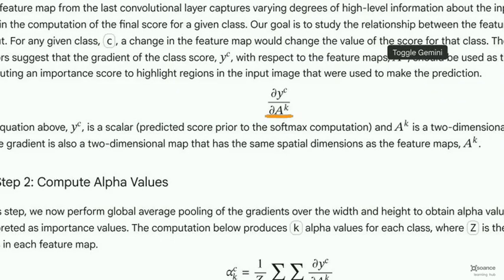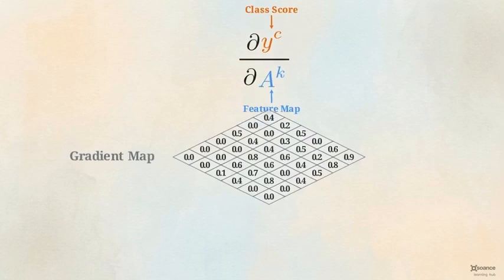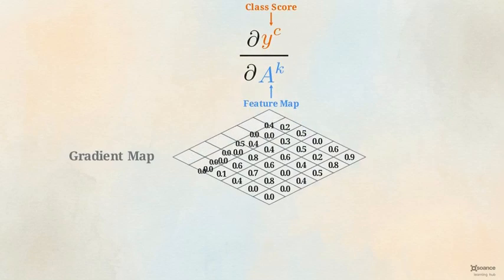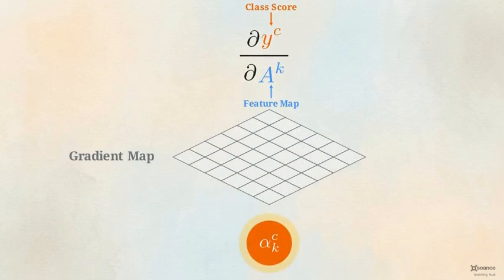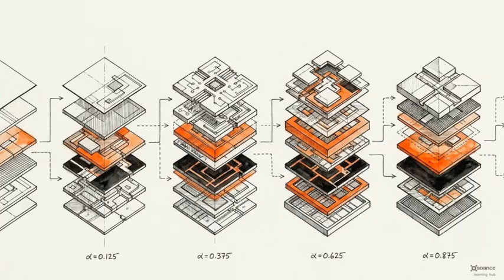Here is the mathematical foundation for that process. To isolate the features that matter most for a specific target class, we compute the gradient of the class score, designated here as y^c, with respect to the two-dimensional feature maps, A^k. These gradients are then pooled. By taking the global average across the width and height of those maps, we generate a specific set of alpha values. You can think of these alpha values as importance weights, dictating exactly how much each feature map contributed to the prediction.